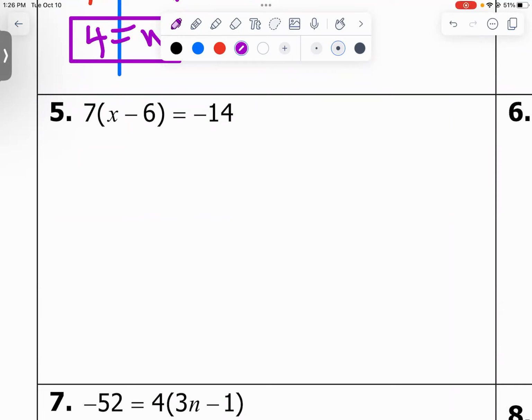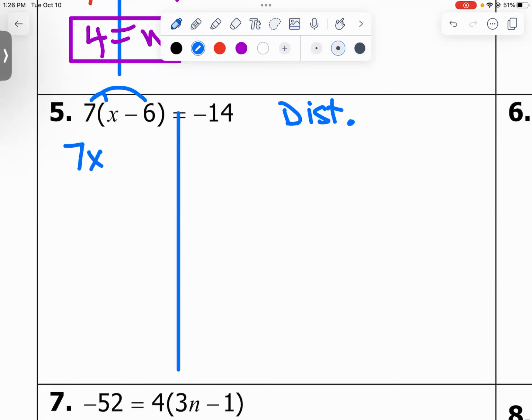What do we call this? They distributed. Okay. So for number 5, I'm going to draw my fence and I'm going to write over here that we need to distribute. That 7 needs to be multiplied through to the x minus 6. So I really like that they even wrote the 7 times x and 7 times minus 6. So we get 7x, 7 times minus 6 is minus 42.